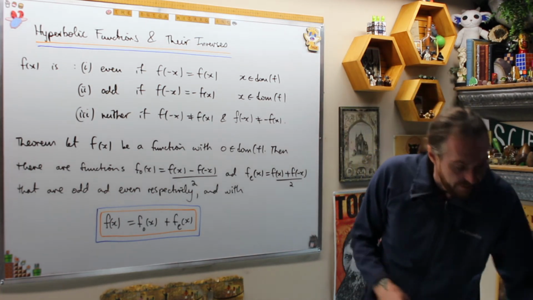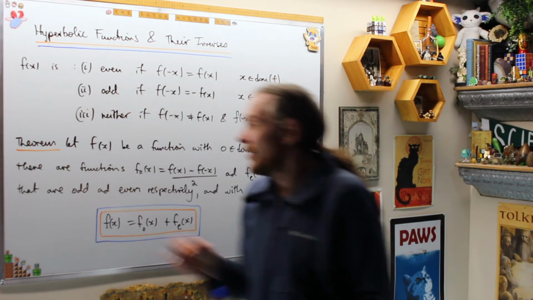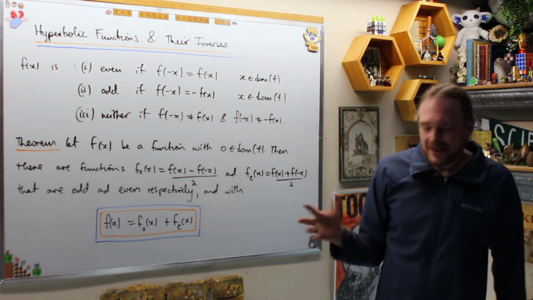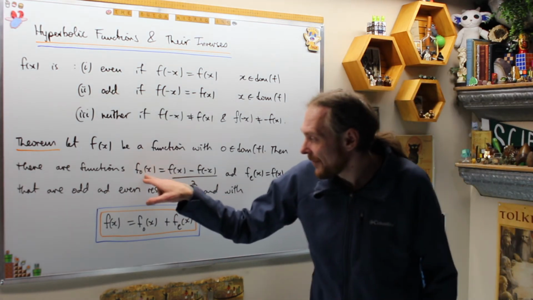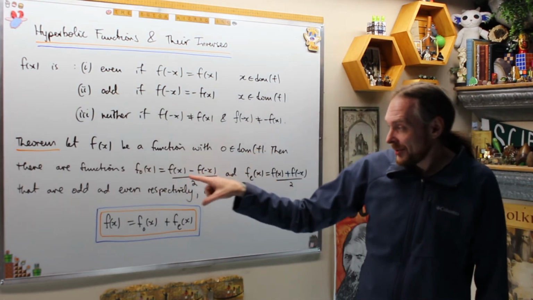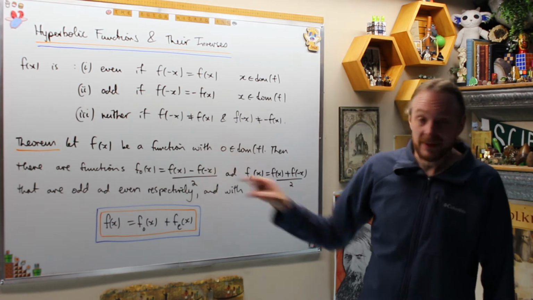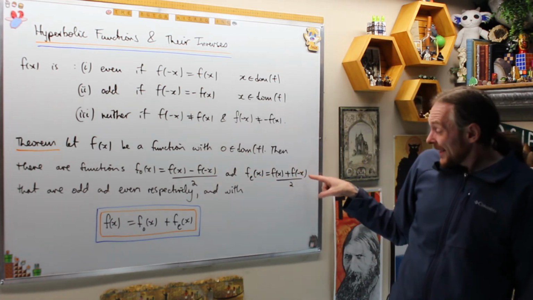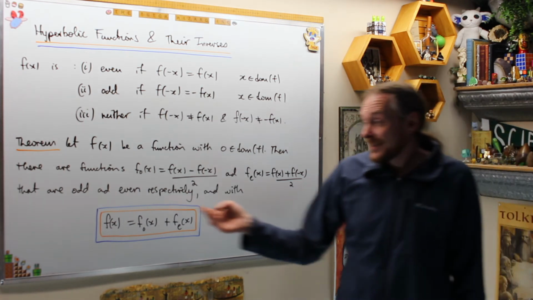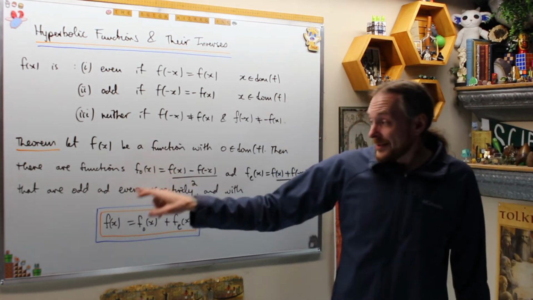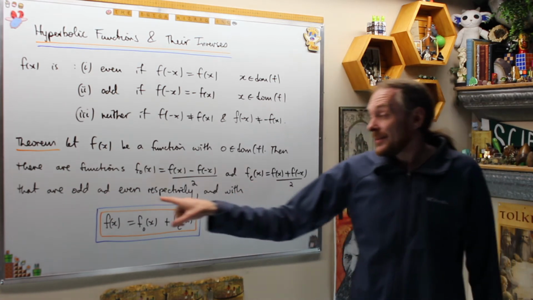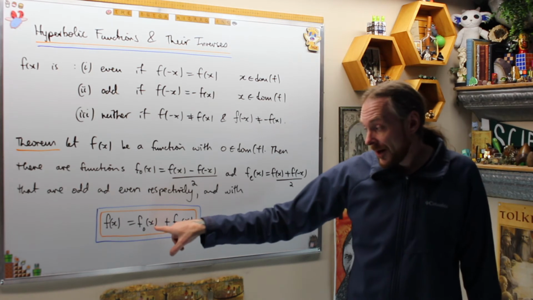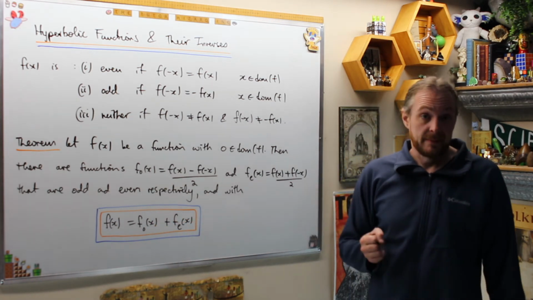Then we're going to have a theorem. Let f of x be a function with 0 in the domain, so we can talk about whether it's even or odd or neither. Then there are functions f_o of x, the odd part, which is (f of x minus f of negative x) over 2, and f_e, which is (f of x plus f of negative x) over 2, such that f_o is an odd function and f_e is an even function respectively, and we have that f is always the sum of an odd and even function.